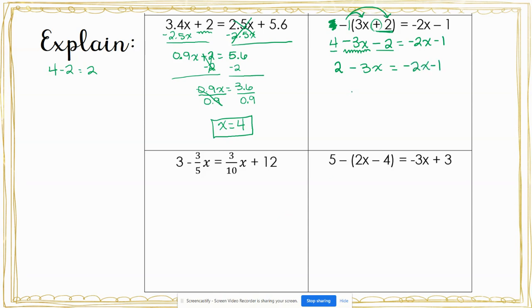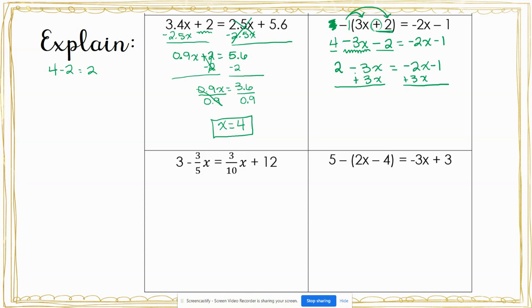Now I can solve this by using inverse operations. I see that I have a variable on both sides of the equation. This is negative 3x and this is negative 2x. Well, I know that negative 3 is smaller than negative 2, so I'm going to move my negative 3x. Since that's a minus 3x, I'm going to do the inverse, which is adding 3x, and I'm going to do that on both sides of this equation.